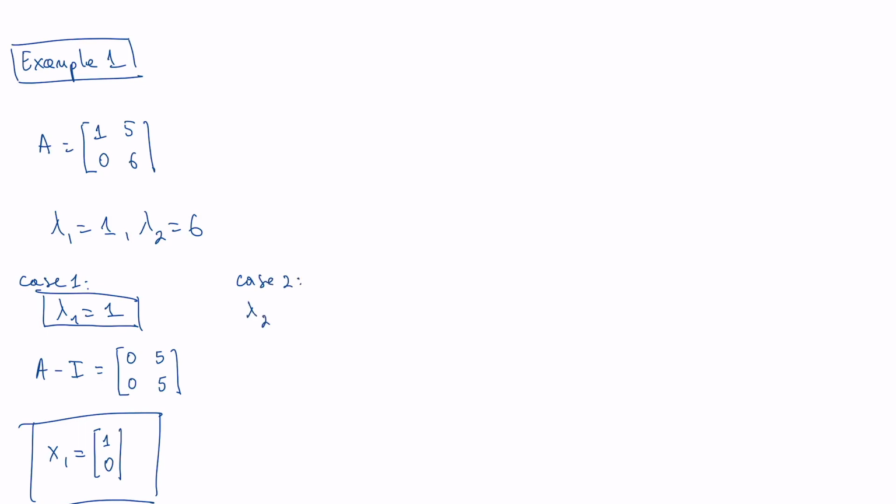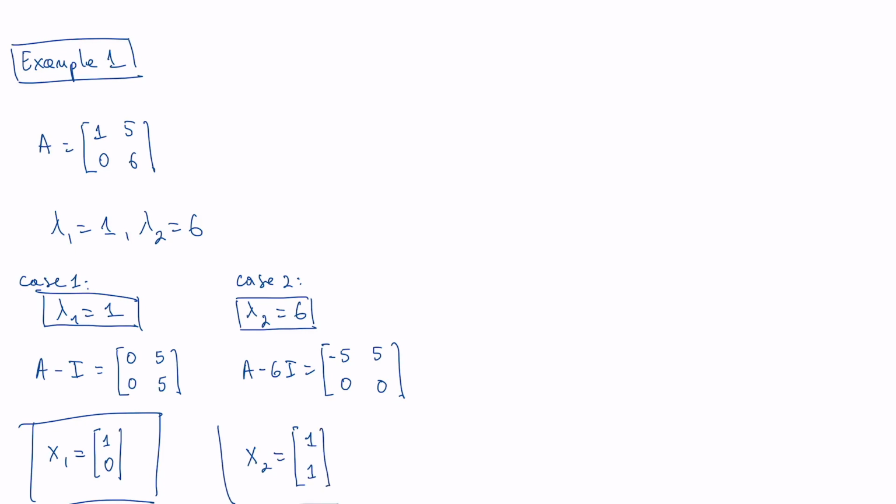when we substitute lambda 2 equals 6, we subtract a 6 along the diagonal. A minus 6I becomes negative 5, 5, 0, 0. So now we want another vector that is going to be orthogonal to the rows. Only the first row really counts. And that would be the vector 1, 1. This corresponds to finding special solutions for the null space. So remember from yesterday, this vector is in the null space of this matrix.